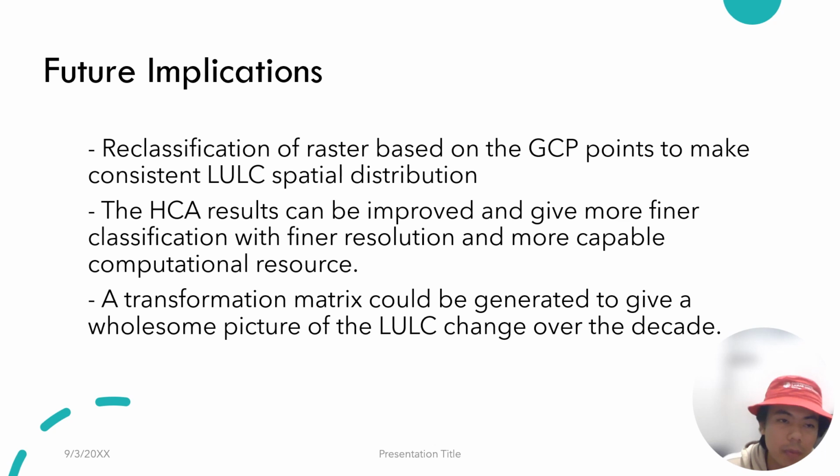And for future implications, we will reclassify the raster based on the GCP points to make a consistent land use land cover spatial distribution. Also, the HCA result can be improved and give a finer classification with finer resolution and better computational capability. A transformation matrix could be generated to give a wholesome picture of land use land cover change over the decade.